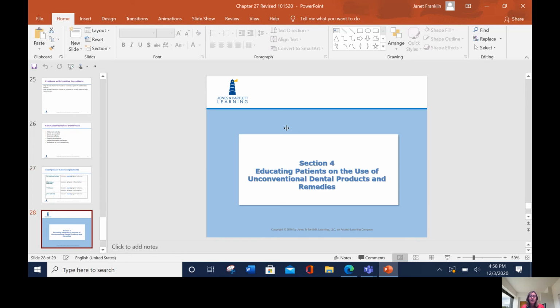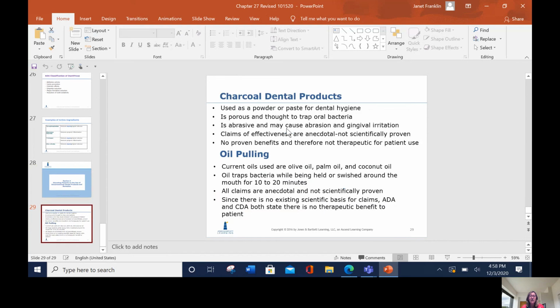So, educating your patient on the use of unconventional dental products and remedies. Charcoal dental products: I am not very familiar with a lot of these non-traditional ways, but you will hear people that use different things. It's used as a powder or a paste. It is porous and thought to trap oral bacteria. It's abrasive and may cause abrasion and gingival irritation. Claims of effectiveness are anecdotal or not scientifically proven, and there are no proven benefits and therefore it is not therapeutic for patient use.